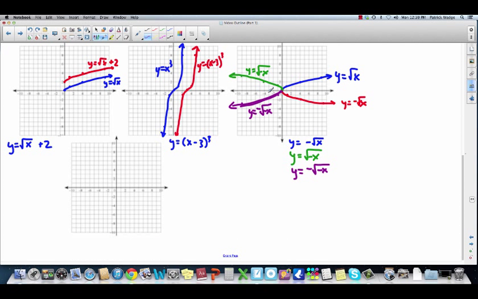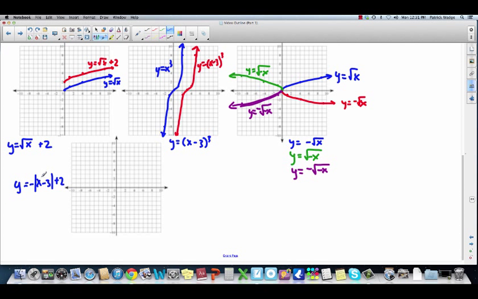Let's do one that has a whole bunch of different things in it. So let's graph y equals negative the absolute value of x minus 3 plus 2. Okay, so what do we start with?